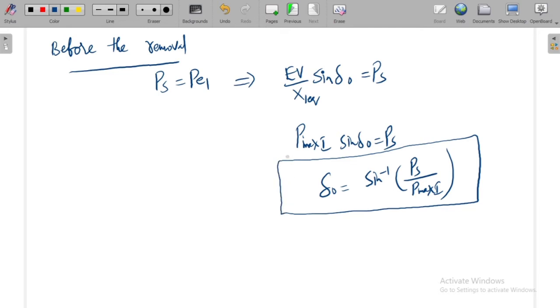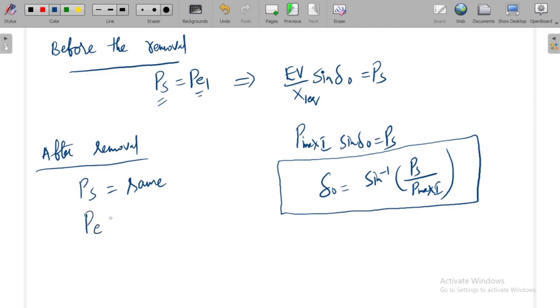Is it right? Before the removal of the line from a double circuit configuration, the shaft power is equal to the electric power. Hence PS is equal to EV by X1 equivalent into sine delta 0. From this delta 0 can be found like this. Now after the removal, you have the shaft power same, PS is same. Why is PS same? Because there is no mechanical disturbance. This is an electrical disturbance, so PS remains the same.